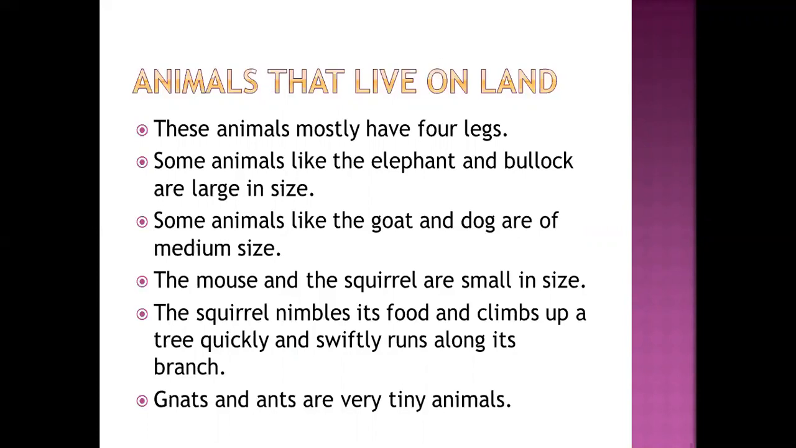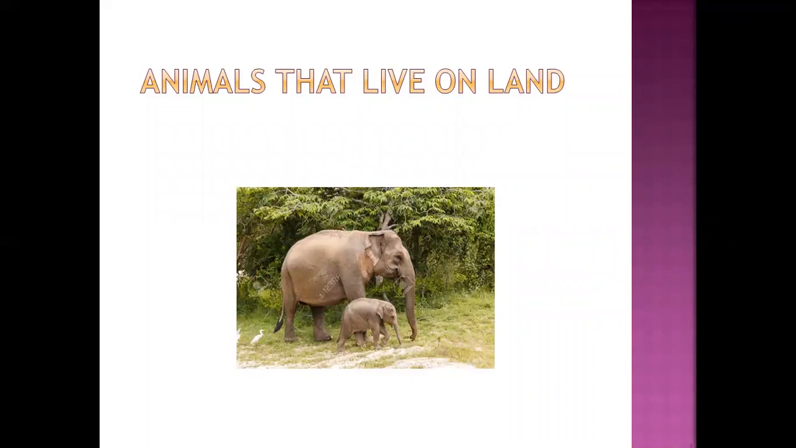The squirrel nibbles its food and climbs up a tree quickly and swiftly runs along its branch. Now we've seen many squirrels in our schools, maybe climbing on the trees, eating, in your break time. Now gnats and ants are very tiny animals. Now here is a picture of an elephant and its calf.